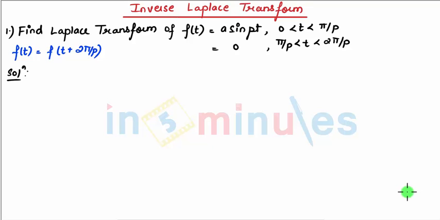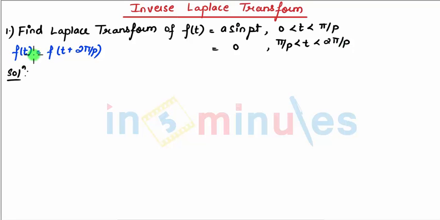We'll be starting with the Laplace transform of a periodic function. We need to find the Laplace transform of f of t, that is a sin pt, valid from 0 to pi by p, and it is 0 from pi by p to 2 pi by p. Students, we need to always understand what the period of the function is.